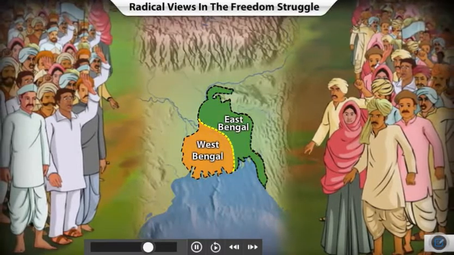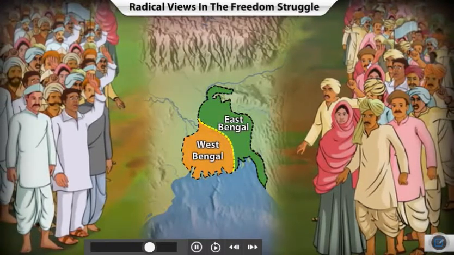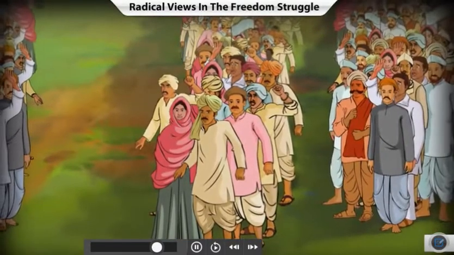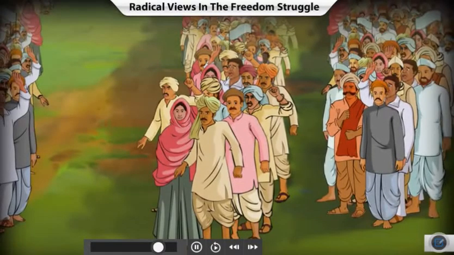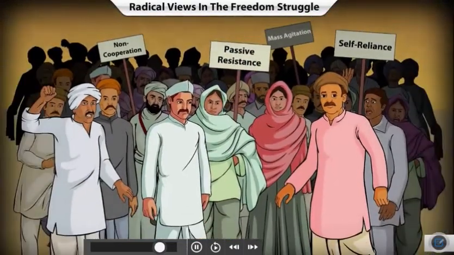All sections of society opposed this move. The Congress, whether the moderates or the radicals, were united on this issue and strictly opposed the partition. All over the country, people protested. Meetings were held, demonstrations organized, and new methods of mass protests adopted.